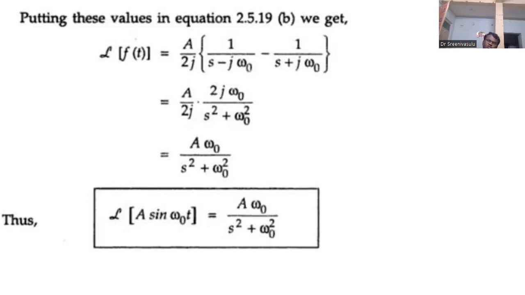For s plus j omega naught also, we have a pole at minus j omega naught, but sigma is equal to 0. So that's why the common ROC is here: real part of s is greater than 0. The ROC is important.